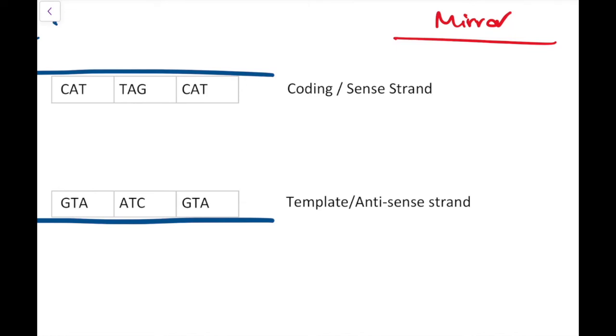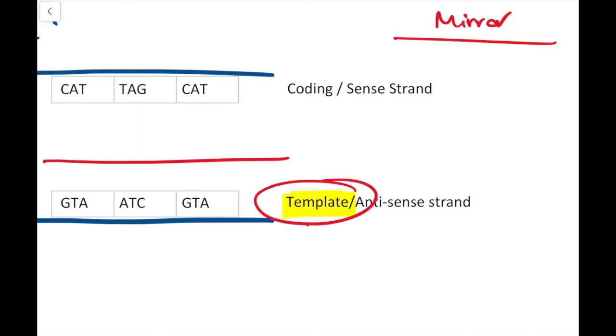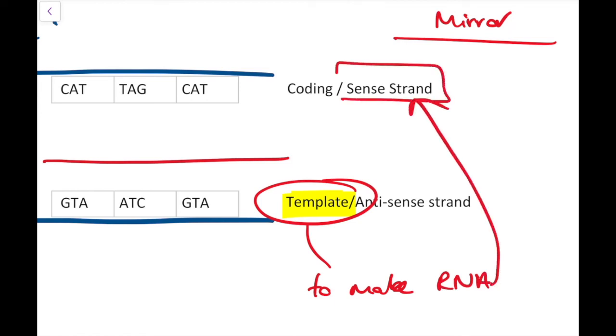So instead, we use the antisense, which a nicer way to maybe think of it is the template. It's the template that we use to make RNA which has the same information as the sense strand. The sense strand had something that made sense. It had cat, tag, cat. So if we want to get that back, we need to use the one which is the opposite to it. We need to use the template strand.